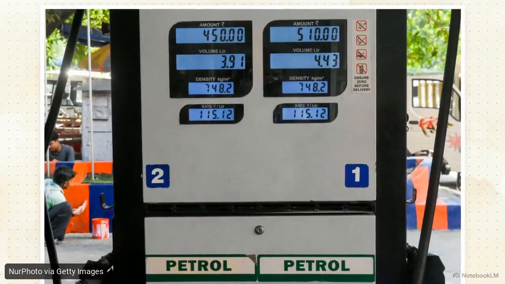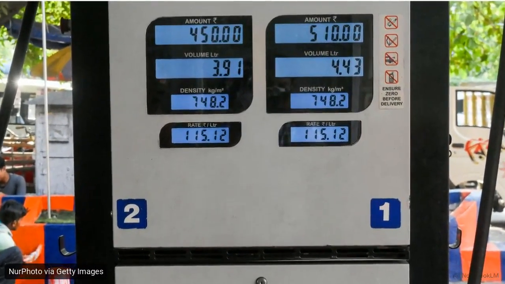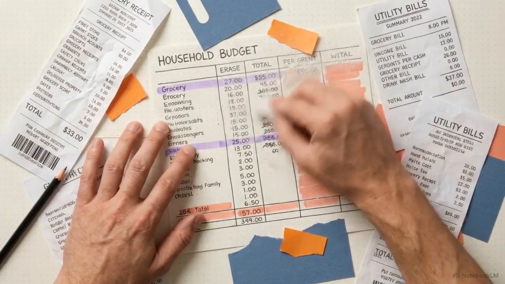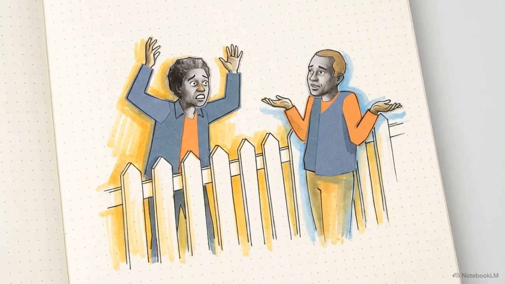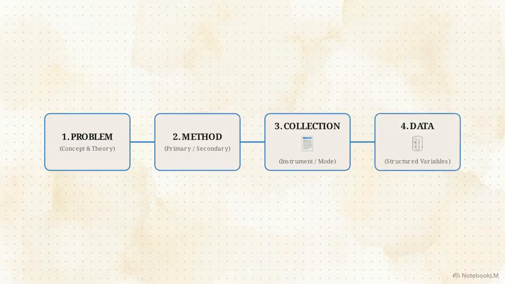Let's scale things down to a more immediate problem. Suppose local fuel prices jump overnight, and we want to know exactly how that increase impacts the budgets of households in a specific neighborhood. We can't rely on anecdotes or guesswork. To get a real answer, we have to build a rigorous, step-by-step data collection process from scratch.